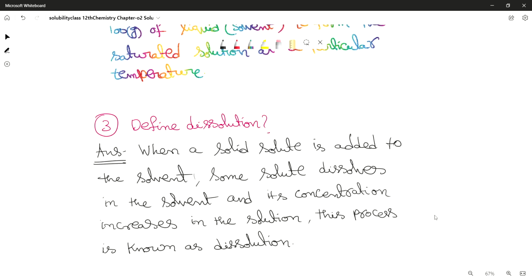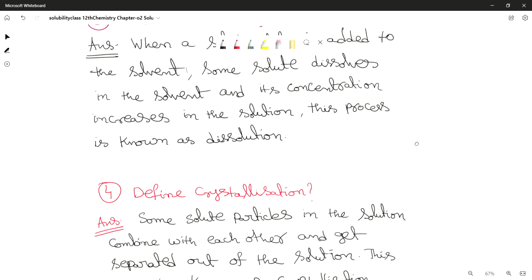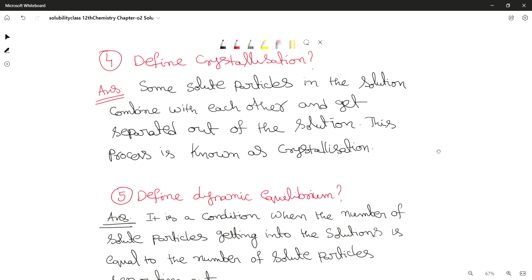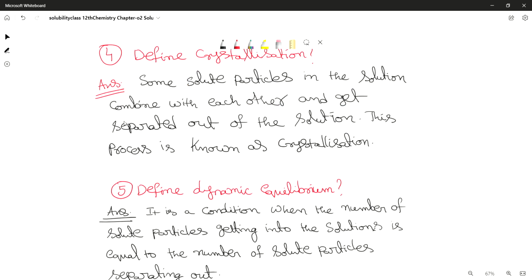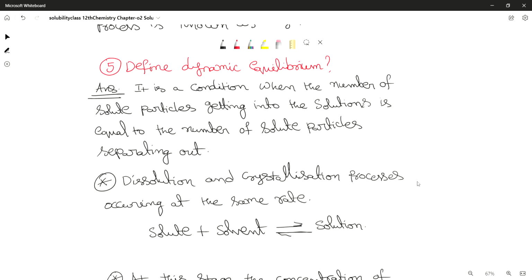Now define dissolution. When a solid solute is added to the solvent, some solute dissolves in the solvent and its concentration increases in the solution. This process is known as dissolution. Define crystallization. Some solute particles in the solution combine with each other and get separated out of the solution. This process is known as crystallization. Define dynamic equilibrium. It is a condition when the number of solute particles getting into the solution is equal to the number of solute particles separating. Dissolution and crystallization occur at the same rate.